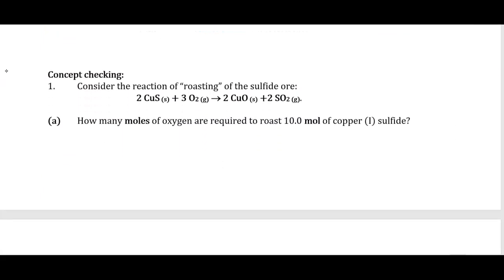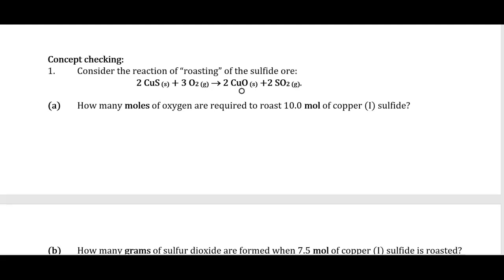Let's do some concept checking. The first one, we have a reaction where copper sulfide is being roasted with oxygen. So this is a combustion reaction, a kind of burning, right? We have copper sulfide reacting with oxygen. You can see this equation is completely balanced, and our molar ratio is 2 CuS plus 3 O2, solid and gas, gives us 2 CuO solid and 2 SO2 gas.